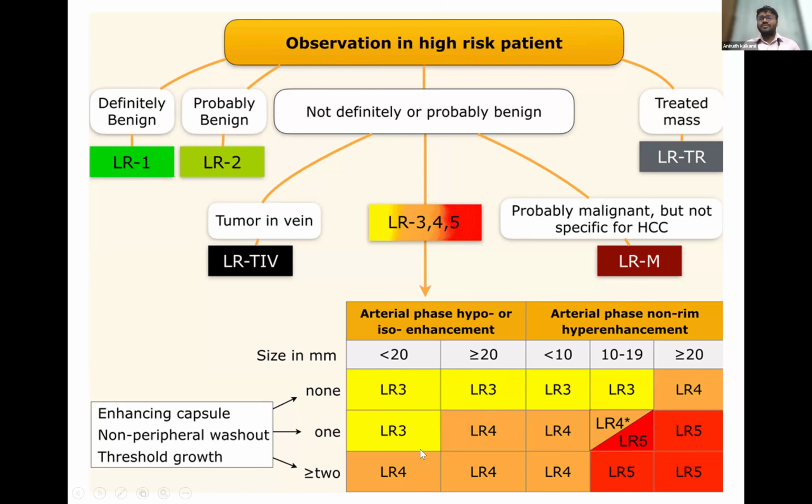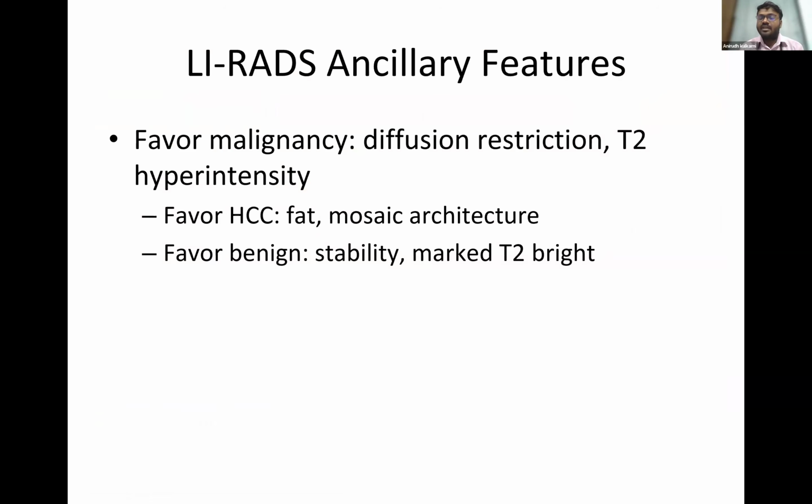So no need to, you know, just you have to see this chart, then it is fine. You can give the LI-RADS score. No need to memorize. So what are the ancillary features? Like we have seen in previous slides also, if there is a diffusion restriction, T2 hyperintensity, okay, then you can upgrade it to LI-RADS 4, like that. Features favoring HCC are fat and mosaic architecture; features favoring benign are stability and marked T2 brightness.